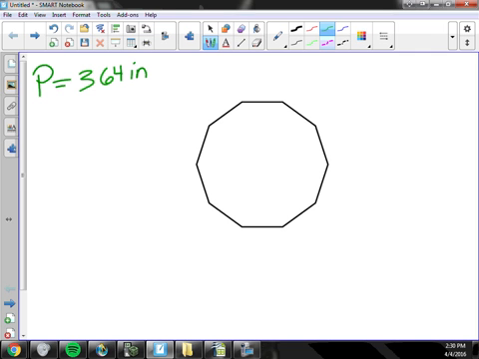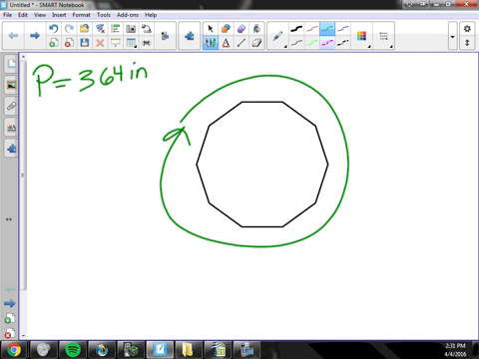decagon? Now this is kind of involved, and there are several different ways you could reason through this, but they're all sort of going to involve triangles. So I know going all the way around is 364. So how big is each individual side? In this case, it would be 36.4 inches. There are 10 sides, so I divided by 10.